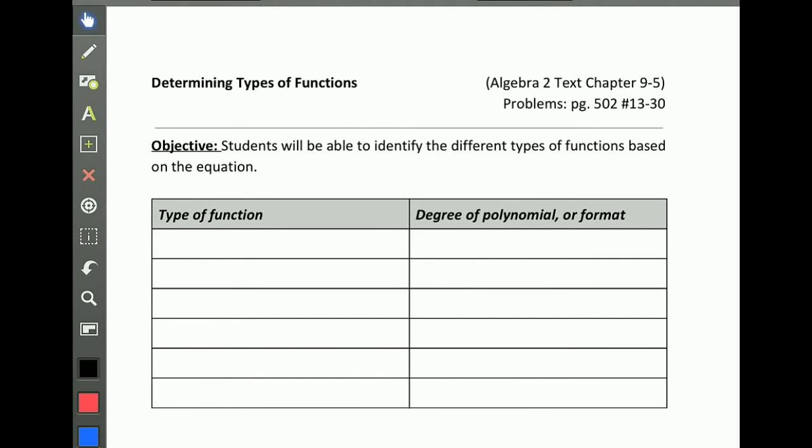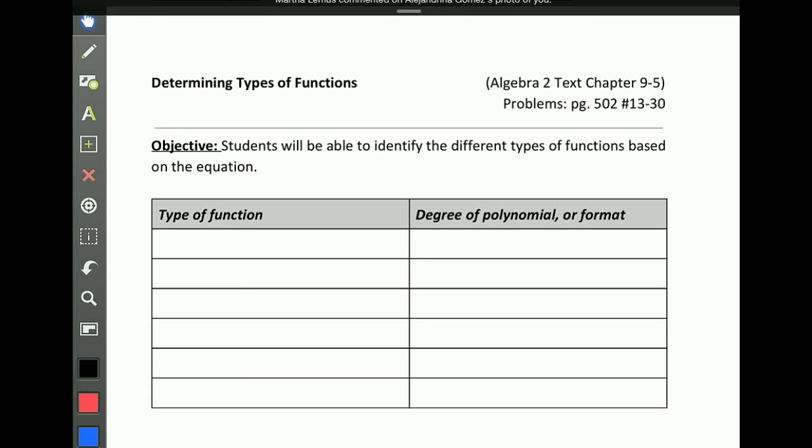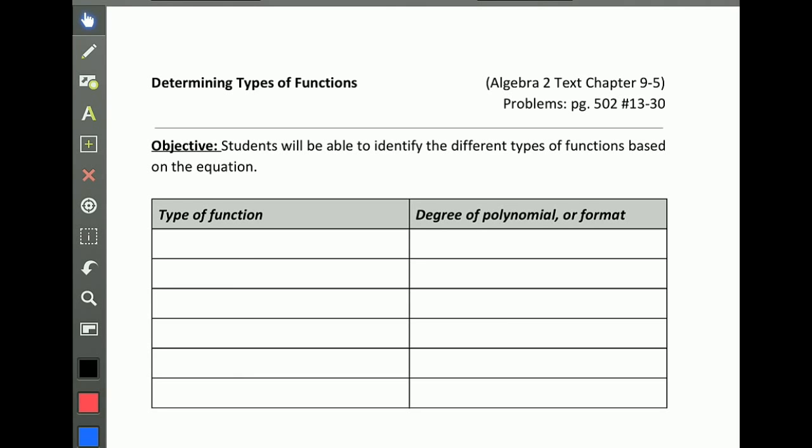All right, determining types of functions. So we've already dealt with several types of functions, some of which you saw in Algebra 1, but we just need a quick review on those types of functions. So first one obviously is a linear function. So something that looks linear has a degree of a polynomial of 1, and it looks something like y equals x plus 5.